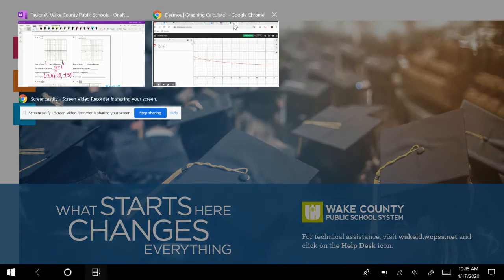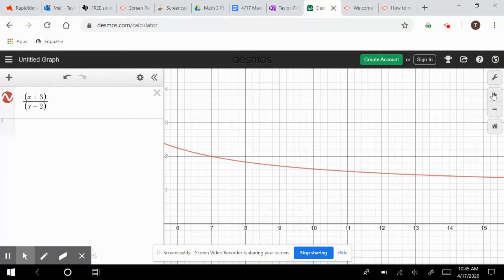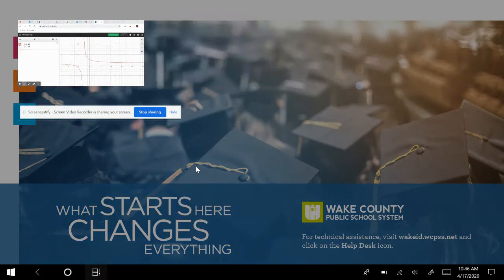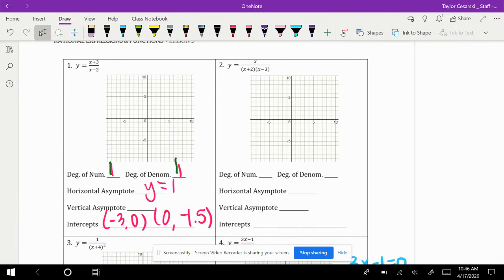Same thing, I'm going to look for my vertical asymptote, okay? But this time it's going up and down. So I'm looking for this line that it approaches, but it doesn't touch, and that's going to be at 1, 2. So therefore, my vertical asymptote is at x equals 2, okay?